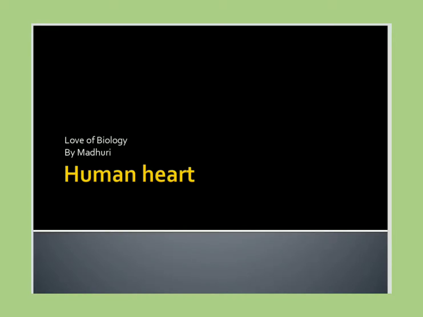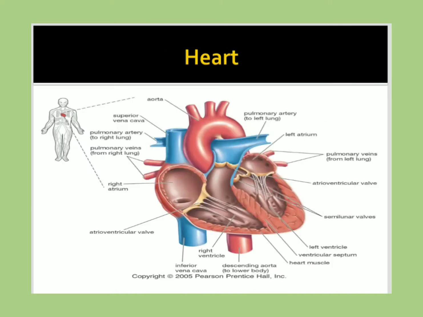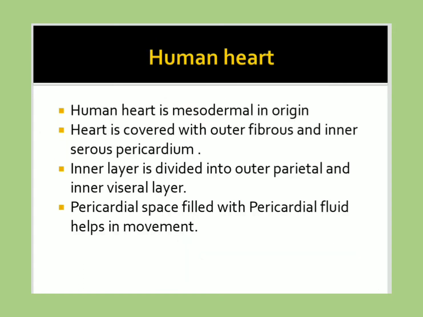Today we are going to learn about the human heart. We know that it is four chambered and mesodermal in origin, and it is covered with an outer fibrous and an inner serous pericardium. The inner layer is pericardial and the outer is the pericardium, so two layers are present.